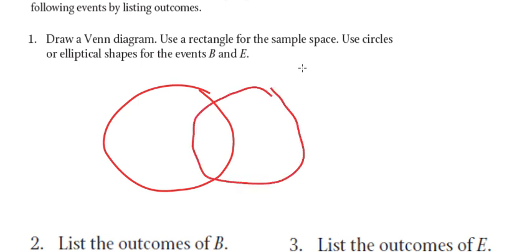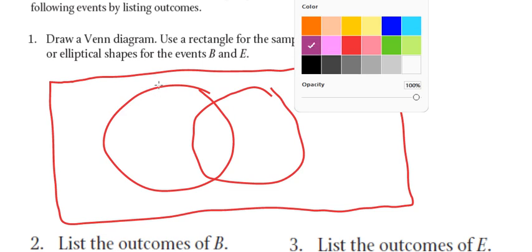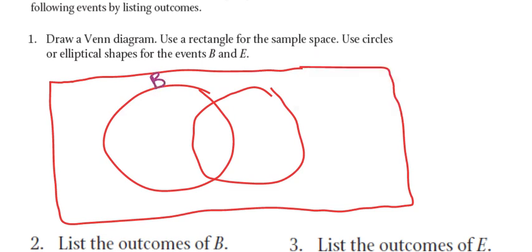And then it says to use a rectangle for the sample space, and you'll see why that's important in a second. And here we go. So they're supposed to be B and E. And then in the middle here would be both, so that would be B and E, or B intersecting with E, begins and ends with a vowel. So let's go ahead and deal with these people. The first one is Alicia. Well, her name begins and ends with a vowel. So it goes here, Alicia. Then we've got Brisa.